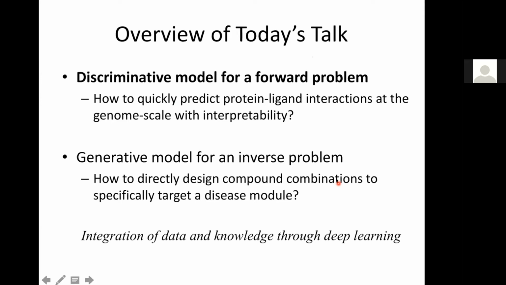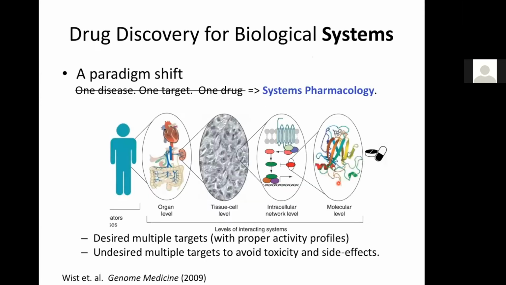So let me start with the forward prediction problem. As we know, drug design is no longer the one disease, one target, one drug scenario anymore. We're recognizing that our body is a system of many interacting molecules. And when we are designing a drug, we actually have to consider its effect on many, many bioparts in our bodies.